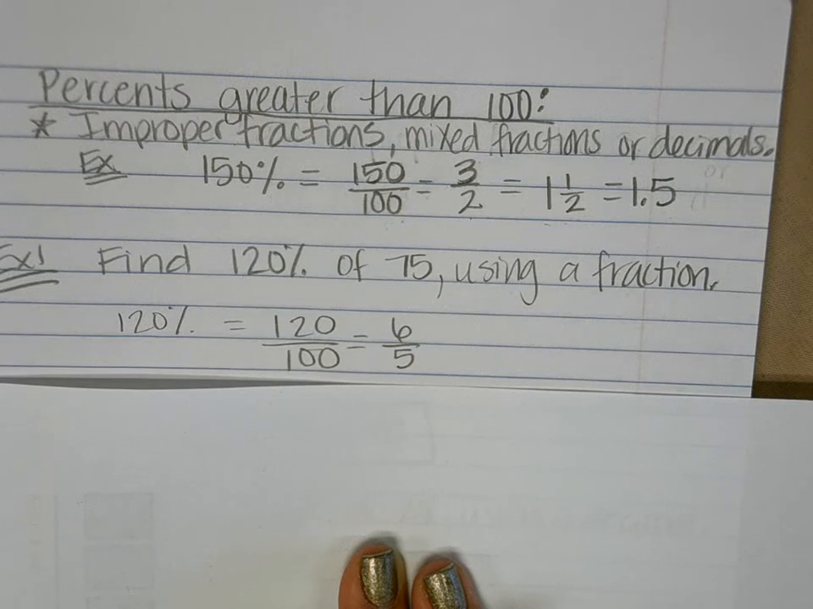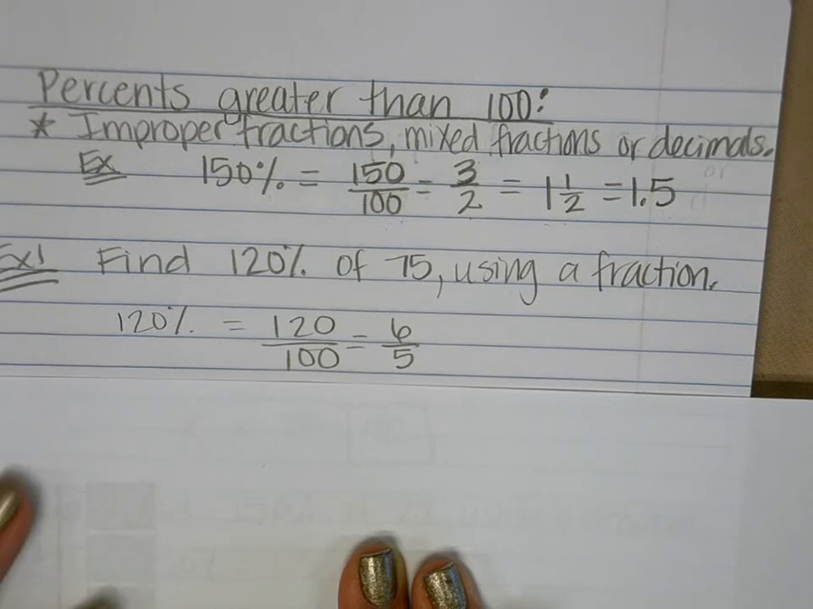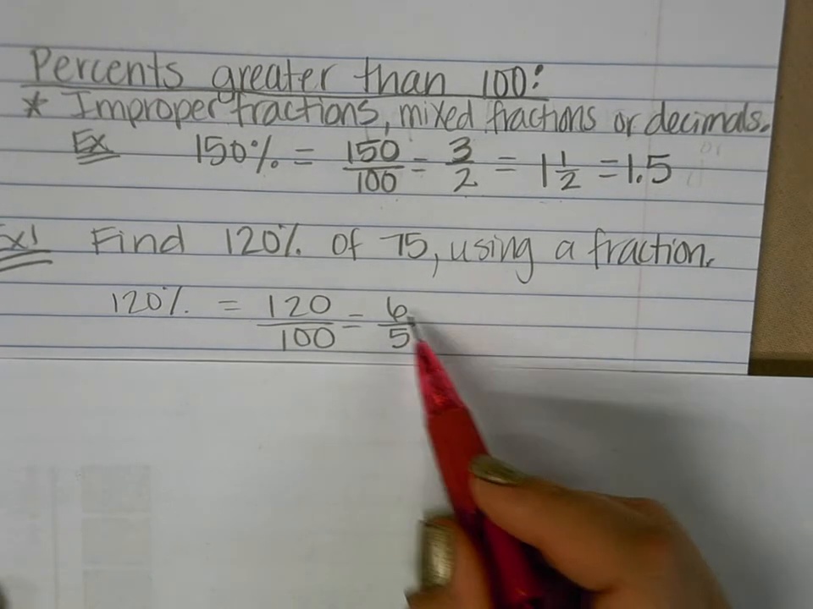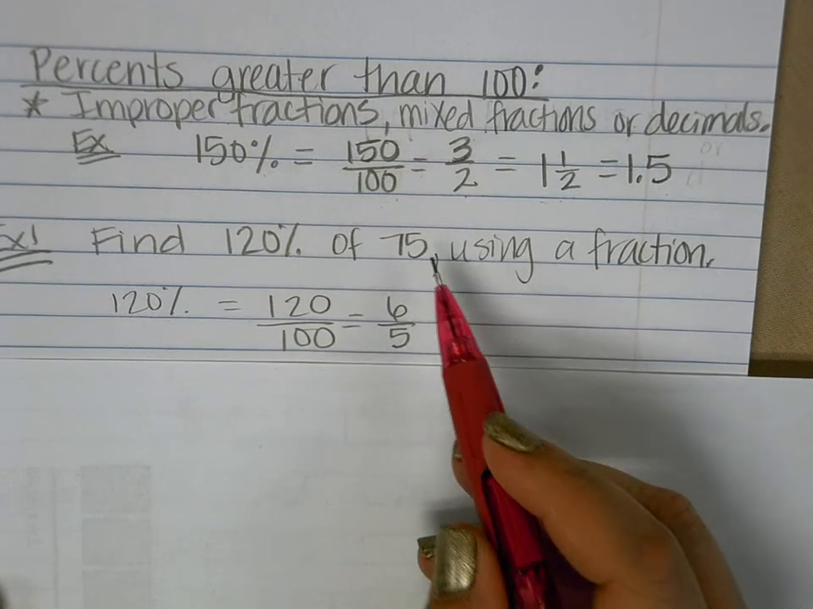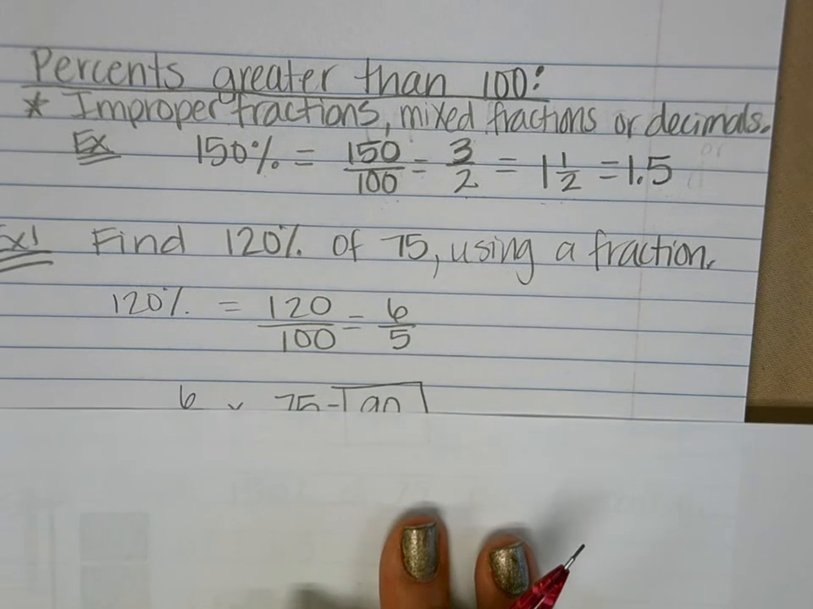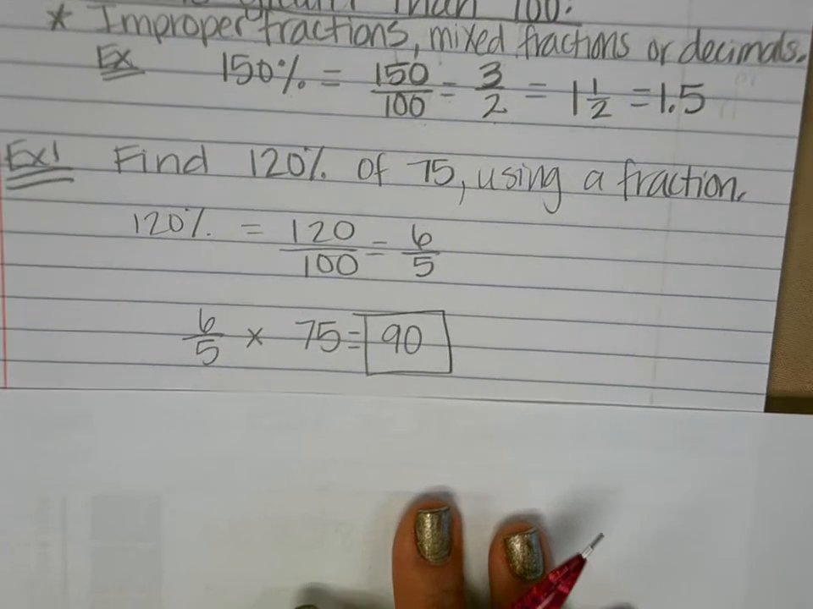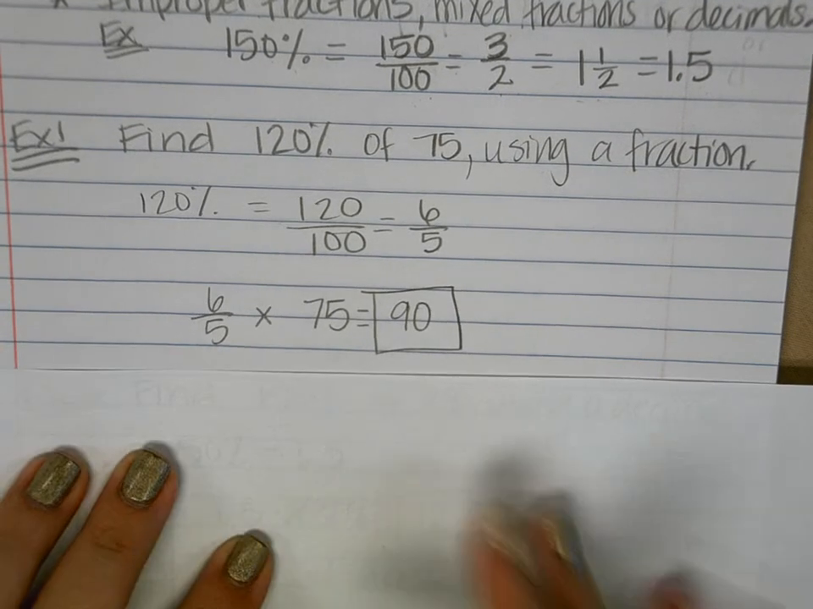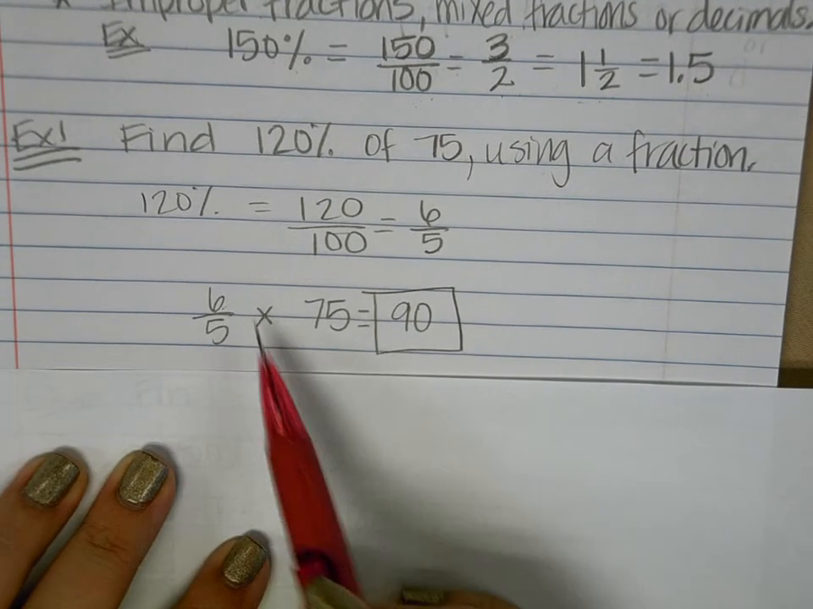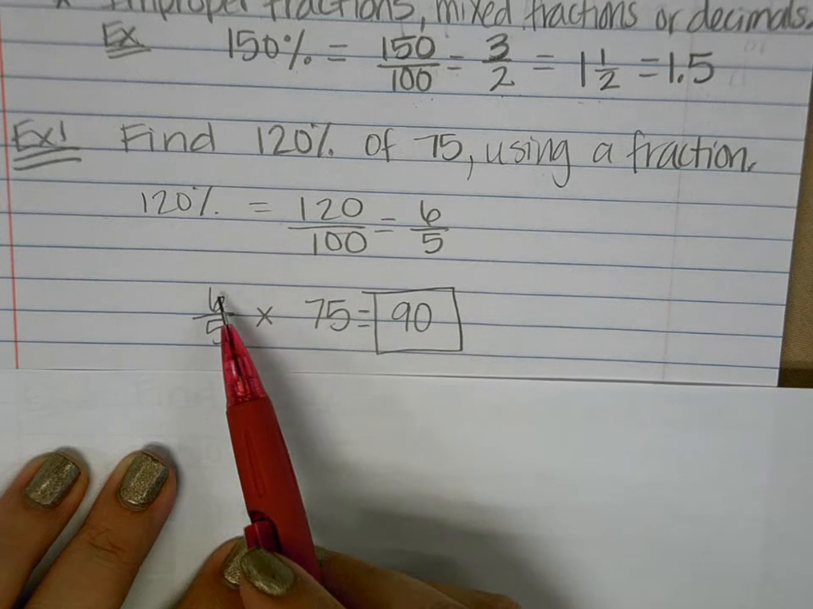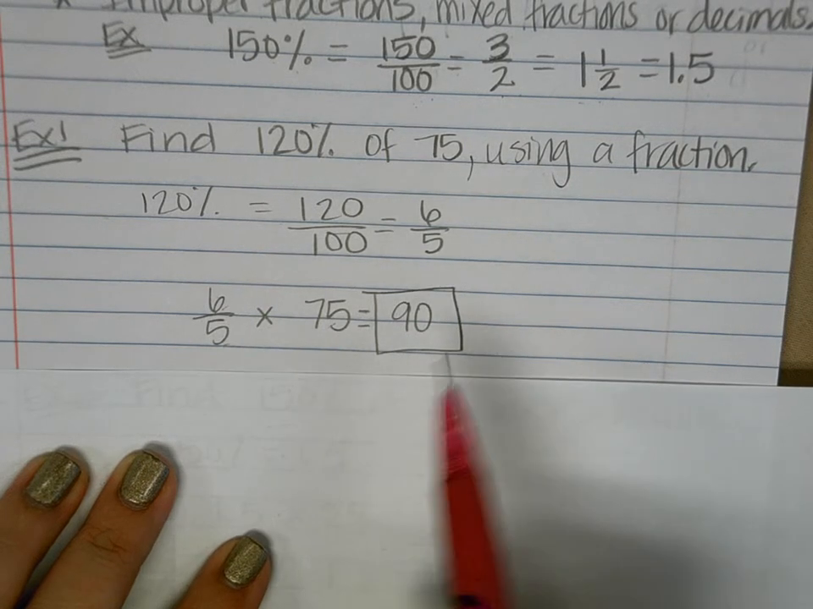I'm not saying this is the easiest way to do this one. I'm just showing you how you could do this one. So we have 120 over 100 equals 6/5. We take the 6/5 and we multiply that by 75. Okay? This is where I wouldn't do it this way, but if you did it this way, this is how you would do it. You would go 6 times 75 divided by 5, or 75 divided by 5 times 6. It doesn't matter, but you should get 90.